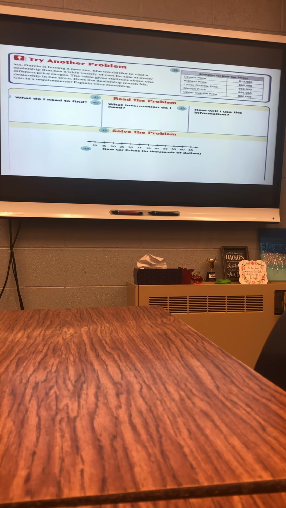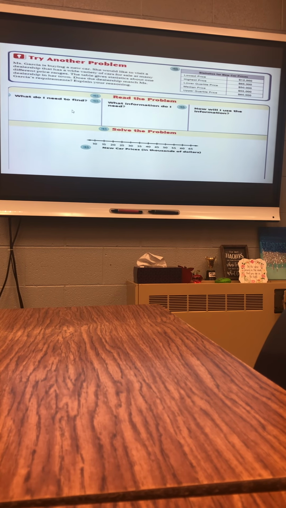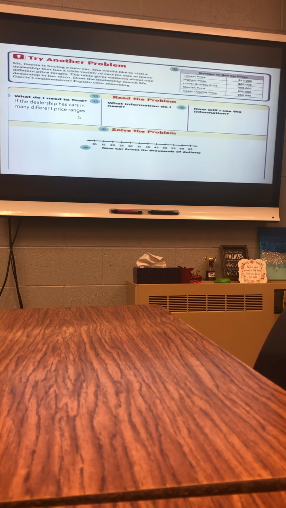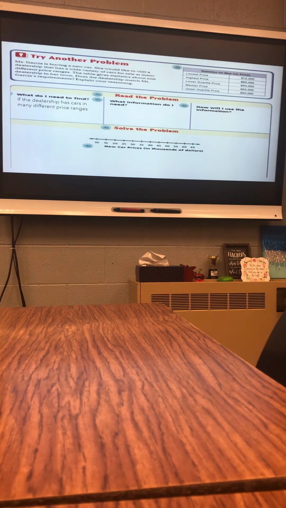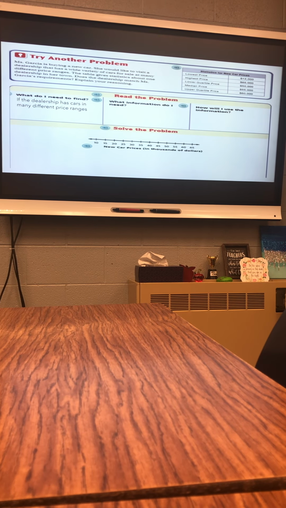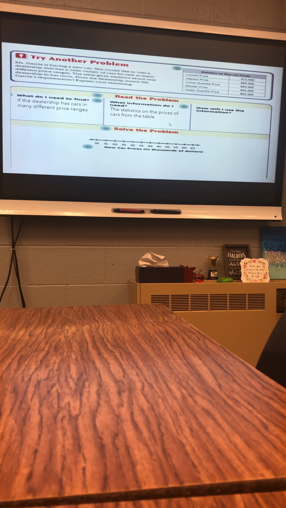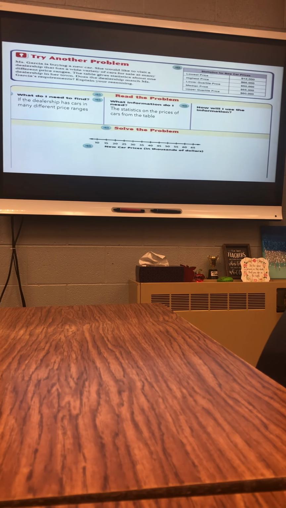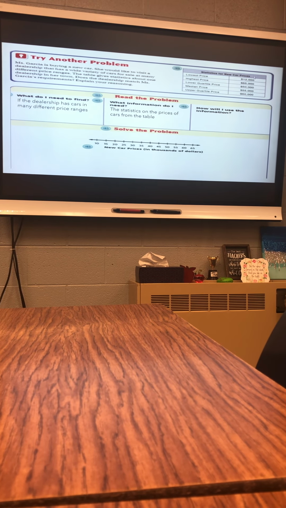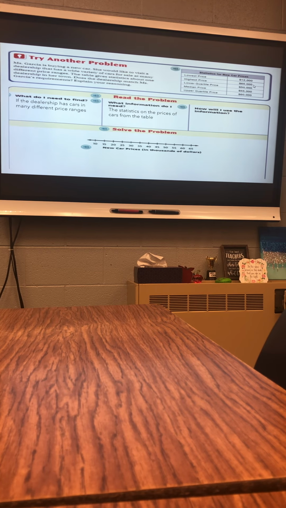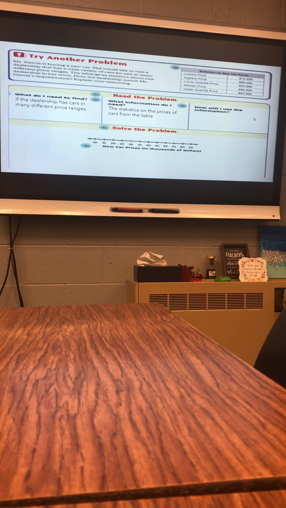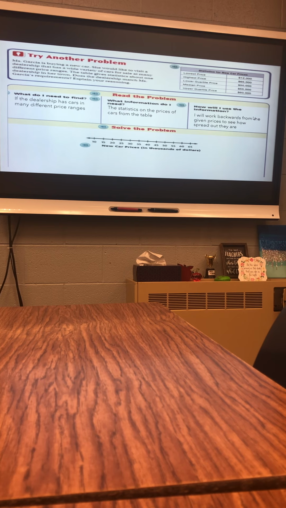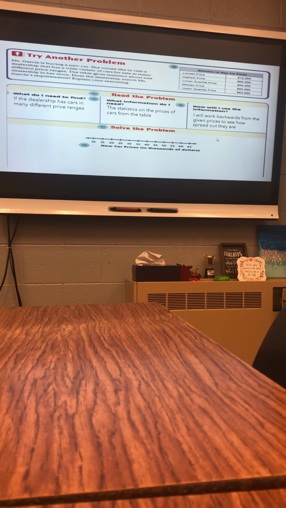So what we need to find is if the dealership has prices that come in a wide variety of ranges, meaning the prices are kind of all over the board. What information do you need? Well, we need to use the statistics from the car table, where the lowest price is $12,000, the highest price is $65,000, the lower quartile is $50,000, the median is $55,000, and the upper quartile is $60,000. And how will I use this information? Well, we're going to work backwards to look at how spread out my data is.